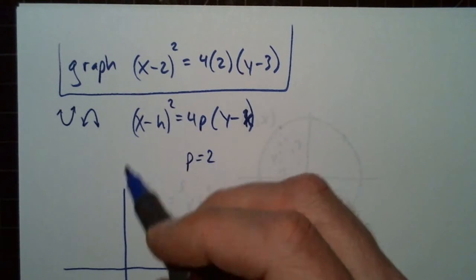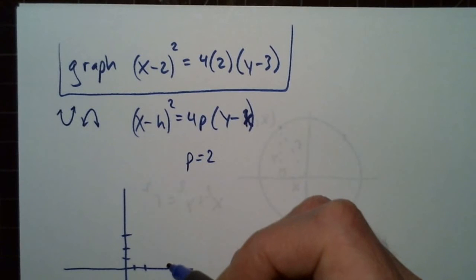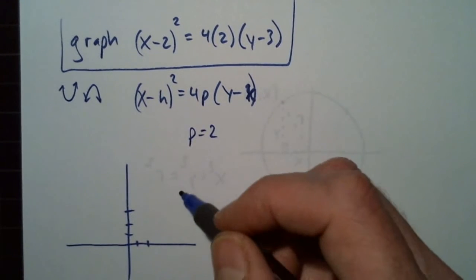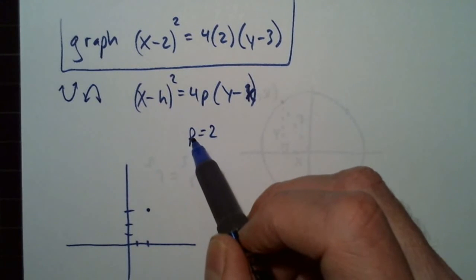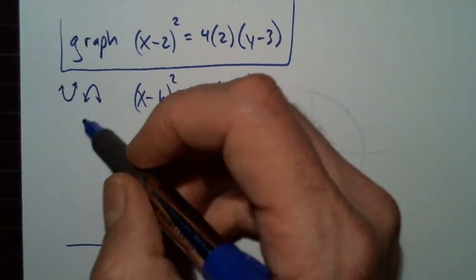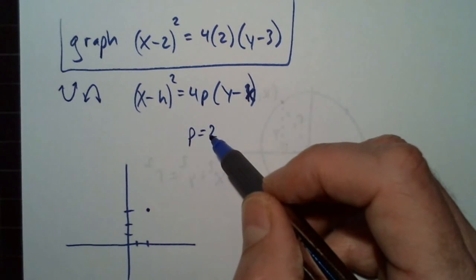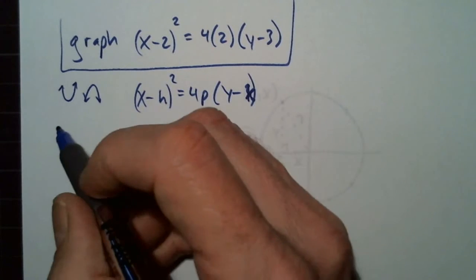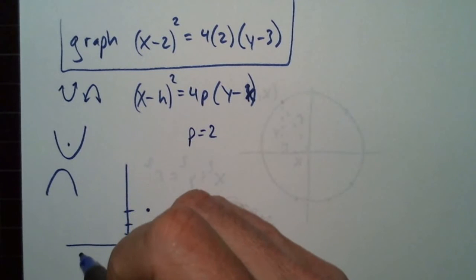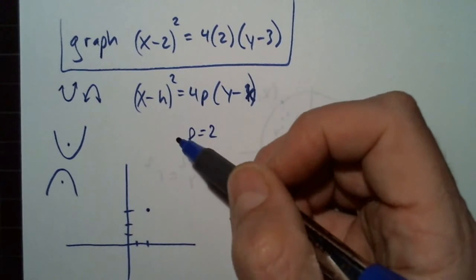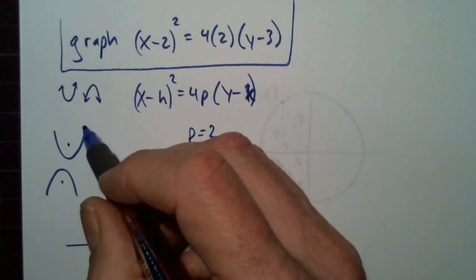So here we're going to move over 2, up 3, and that's the vertex. Then, since it's opening vertically, we move vertically to the focus. If we have a parabola that opens like this, the focus is in there. If we have a parabola that opens like this, the focus is there. We would never have something where the focus is outside of the parabola.